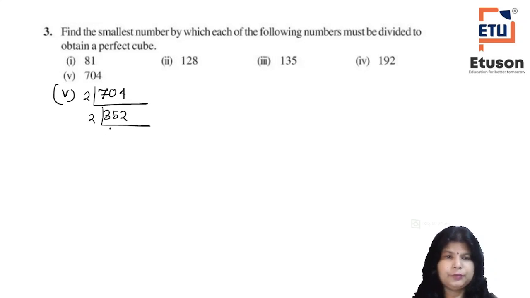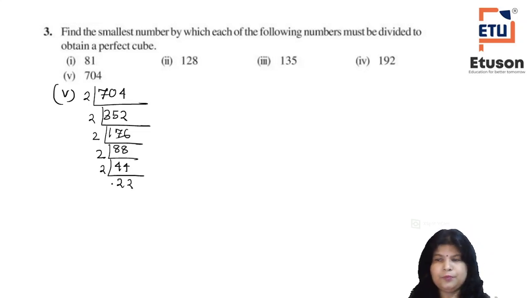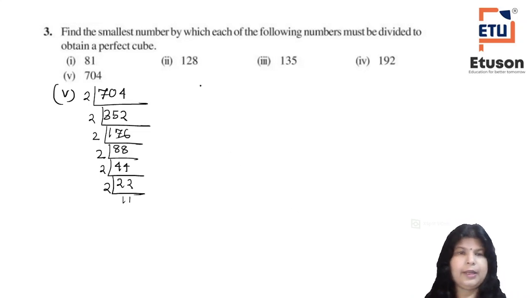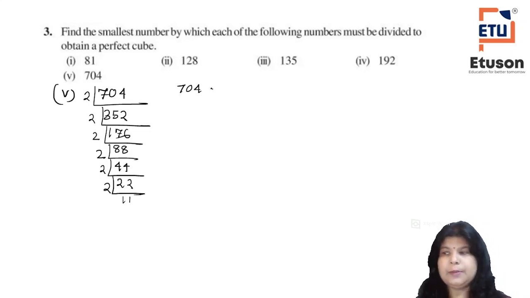Divided by 2, you get 176. Divided by 2, you get 88. Divided by 2, you get 44. Divided by 2, you get 22. Divided by 2, you get 11. Right? You get 11. So what is 704 then? 704 is equal to 2 into 2 into 2 into 2 into 2 into 2 into 11.